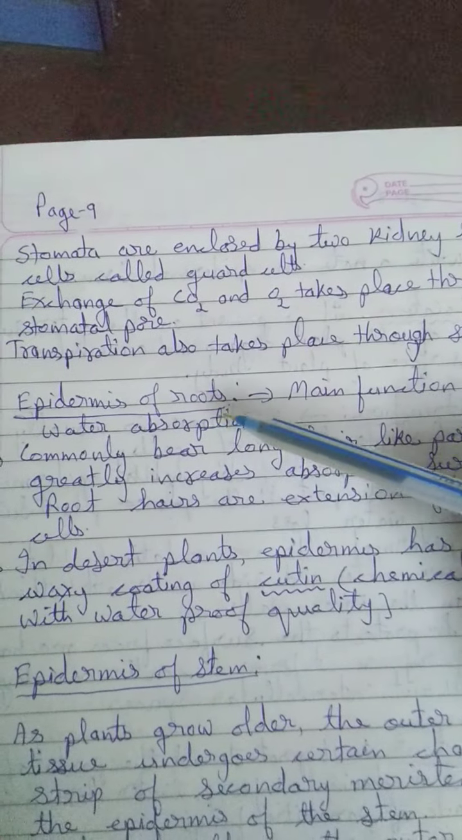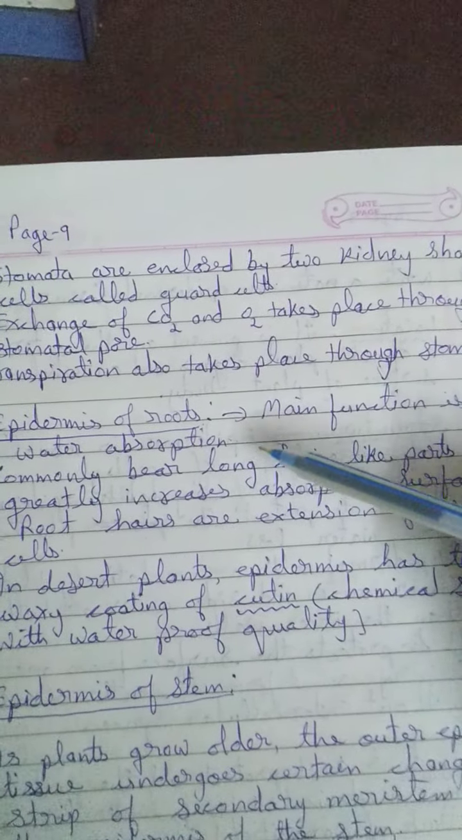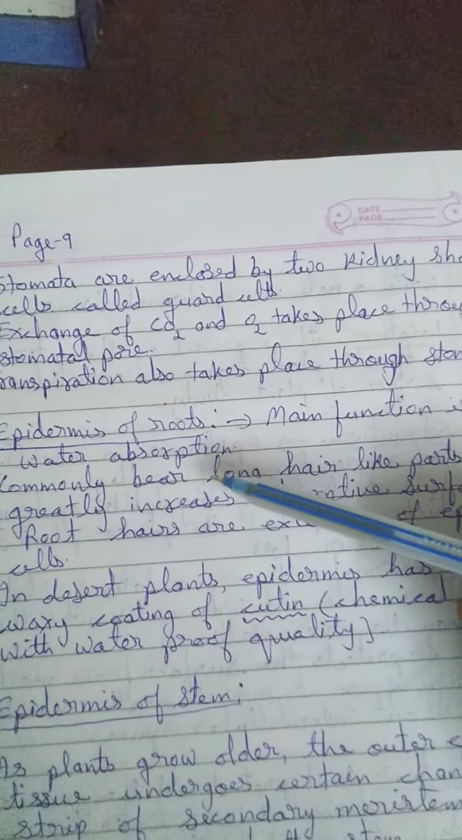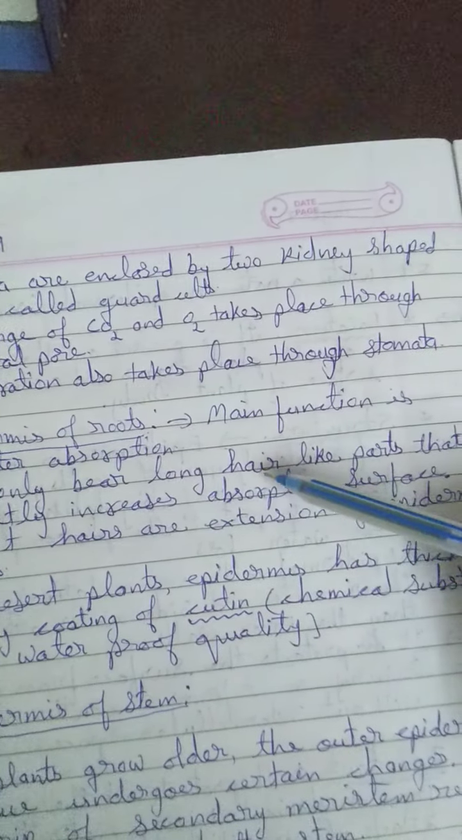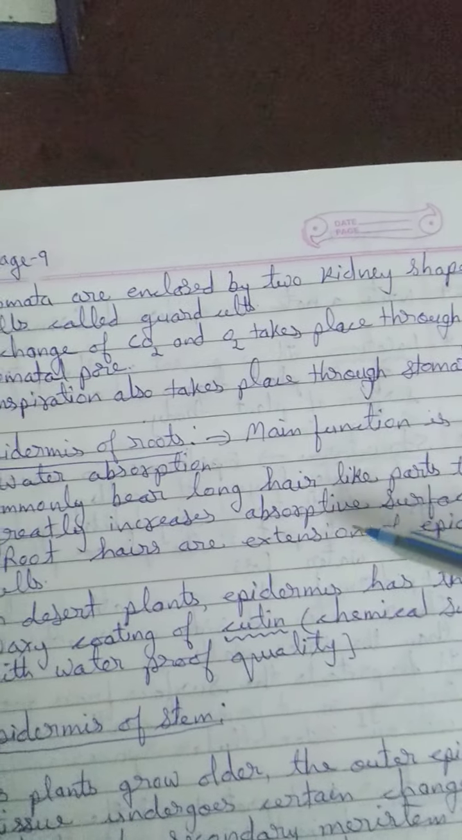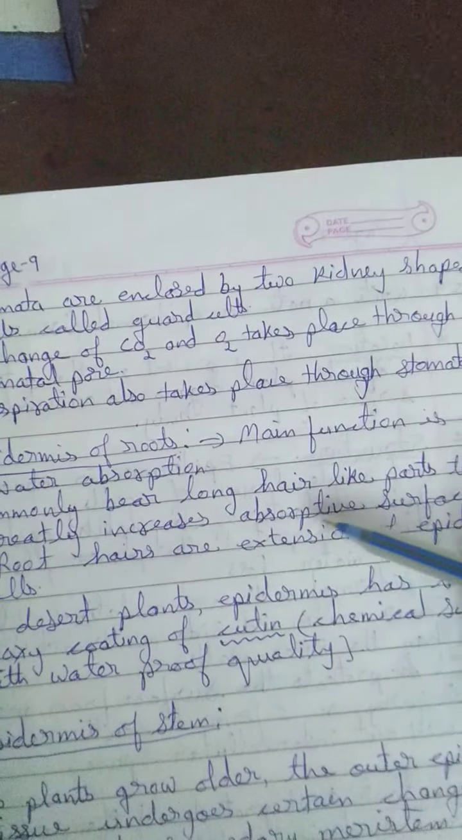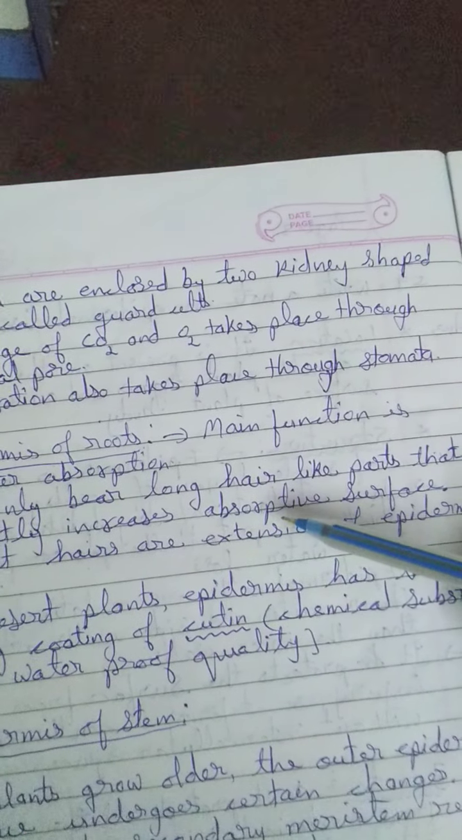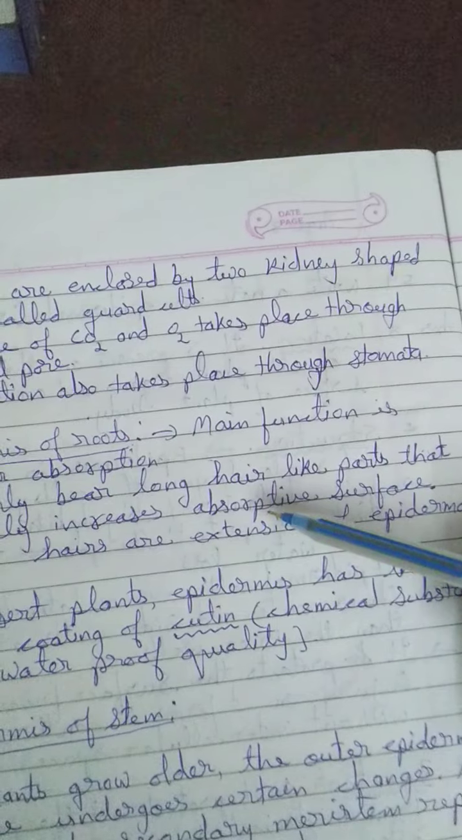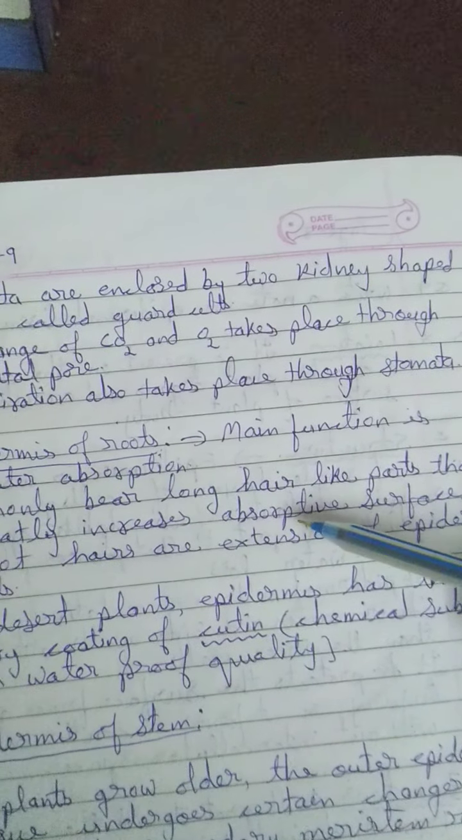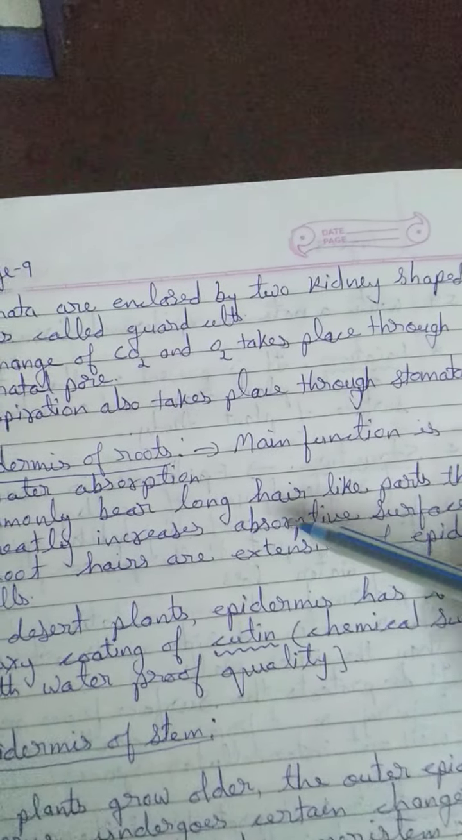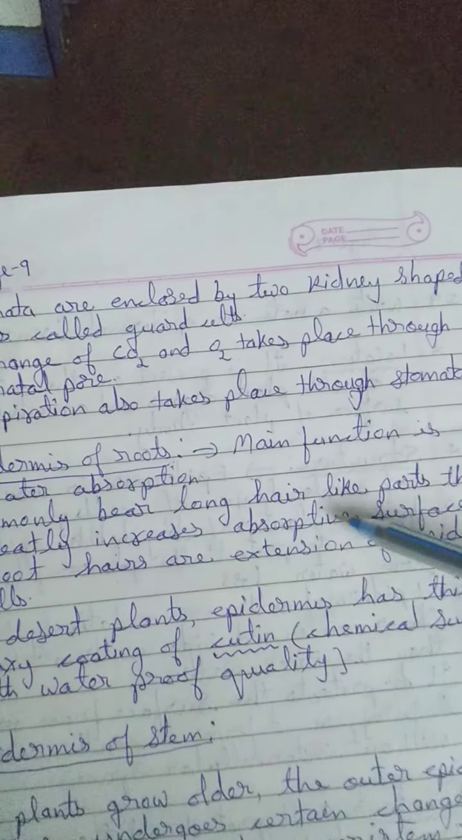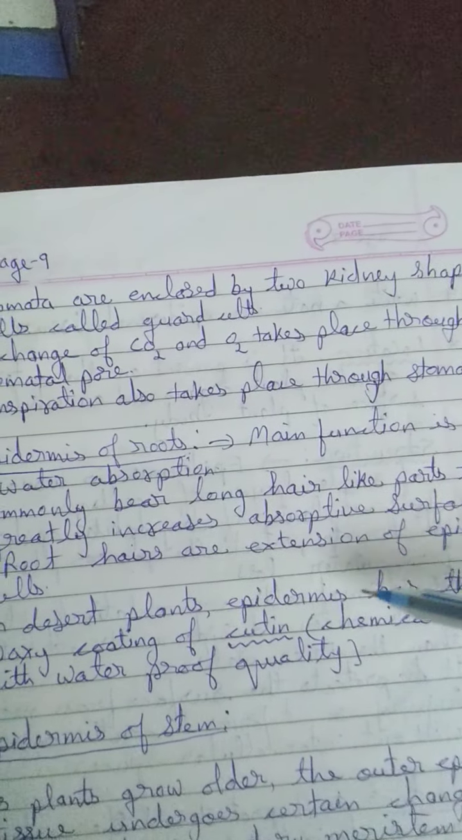Let us see the epidermis of the root. Now the main function of the root is water absorption, and the root commonly has long hair-like parts that are called root hairs, and this increases the absorptive surface. So many root hairs are there, and all the root hairs have small pores through which the water enters and the root absorbs the water. So this increases the absorptive surface. So many surfaces are available for the entry of the water.